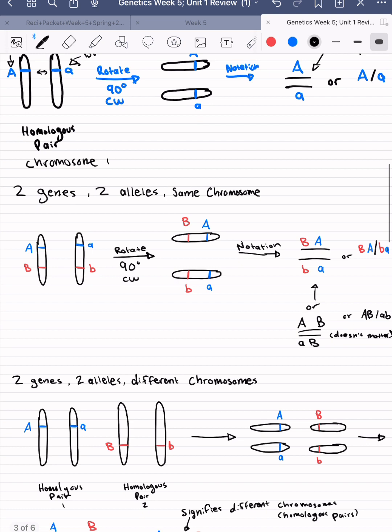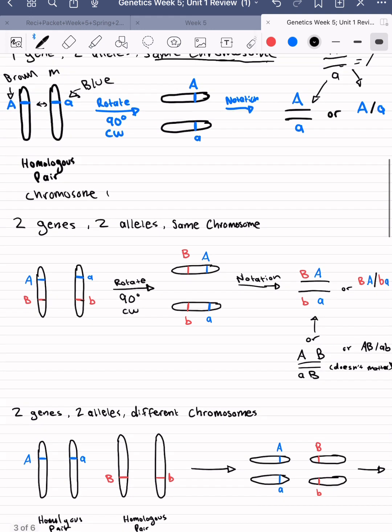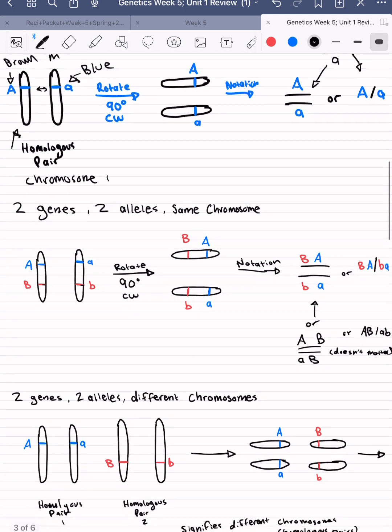All right, now let's say that there's 2 genes and 2 alleles for each of the genes on the same chromosome. All you do is you'd simply add a gene onto the same homologous pair that we did from up here. Now you would just follow the same steps in which you would rotate it clockwise 90 degrees, and now you would have the chromosomes both parallel, and you would write the alleles associated with each of the chromosomes.